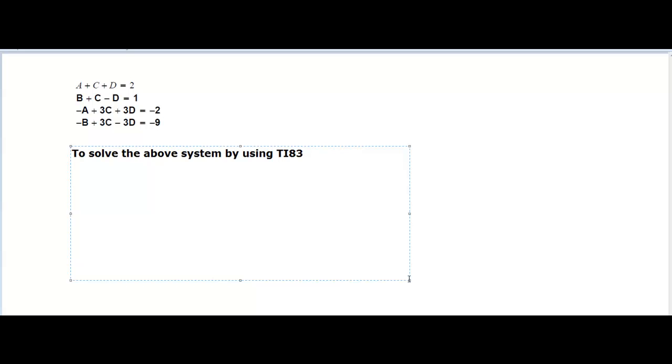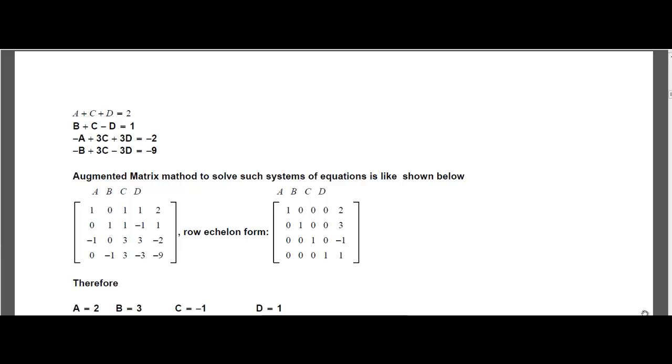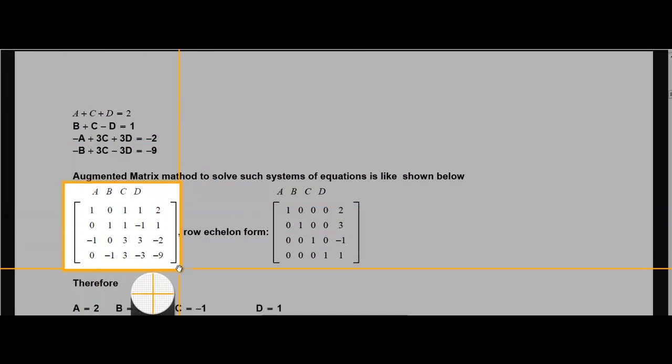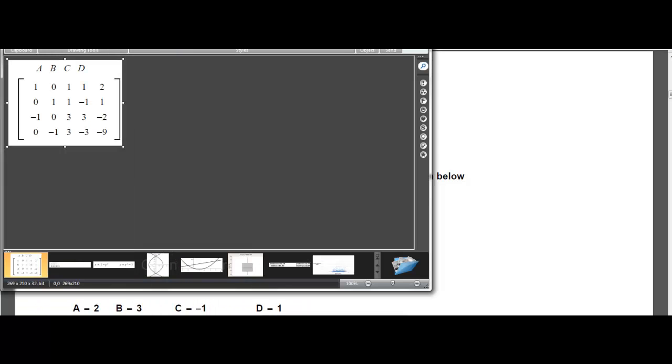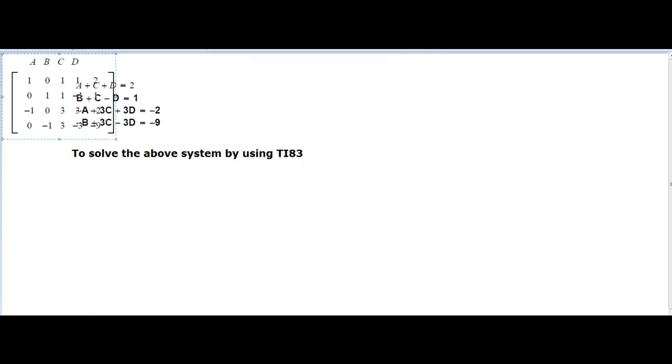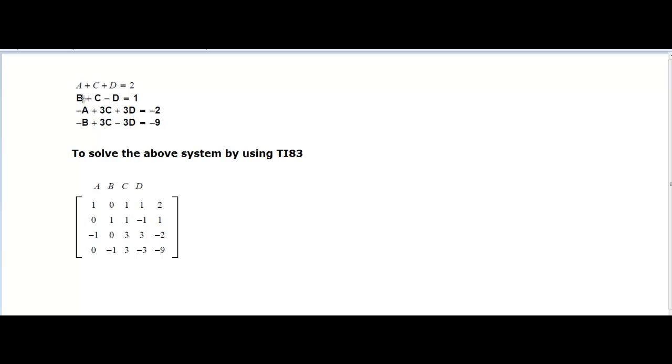We will create an augmented matrix, okay? Makes sense? That will be created according to the equation. So see this here? Here the coefficient of A is 1, isn't it, in the first equation? Coefficient of B is 0, right? C is 1, D is 1, and the right hand side is how much? Simply 2, right? So this is called an augmented matrix, right?